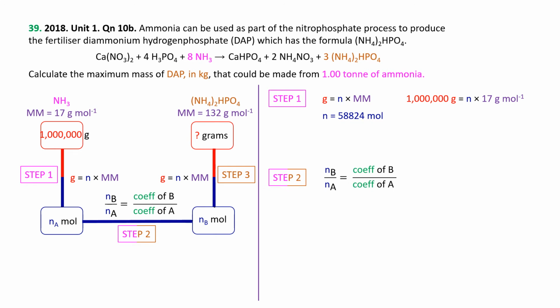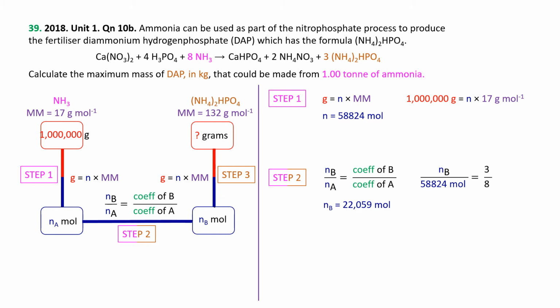Now in step 2, we need to use the coefficients, and finally we got some interesting coefficients, don't we? Okay, we've got the moles of substance B, which is the DAP, and the coefficient of the DAP is 3, so that goes on top, matching up the moles of DAP. And then on the bottom, we've got the moles of ammonia, 58,824 that we just calculated here, matching up with the coefficient of the ammonia, which is 8.